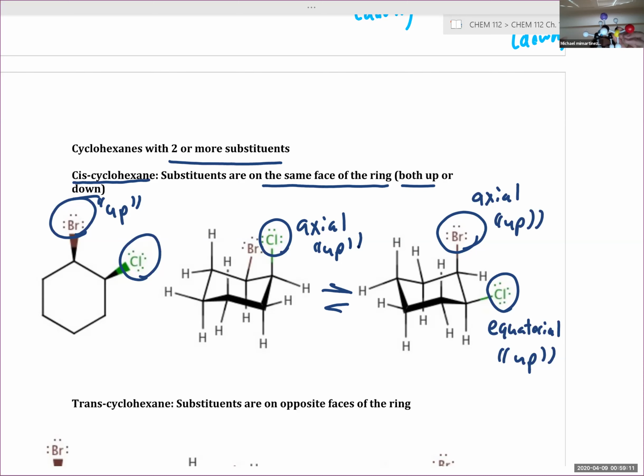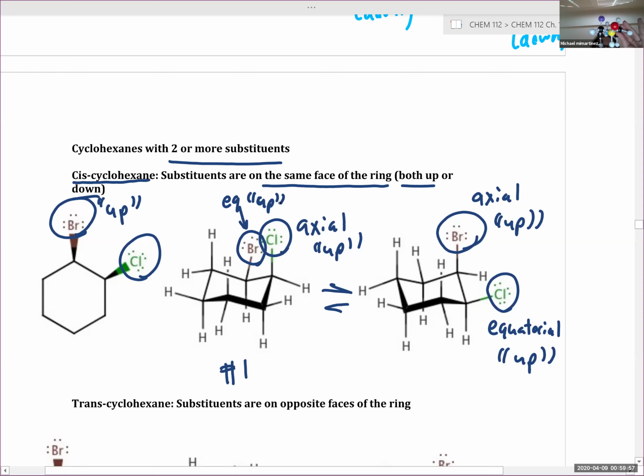Yes, exactly right. So to help you visualize this a little bit easier, if you're viewing this chair conformation, chair number 1, it would look a little bit like this. So we have our chlorine in the axial position. What about our bromine? Is our bromine in the axial or equatorial position? Yep, equatorial. So our bromine is equatorial, but it's still pointing up.